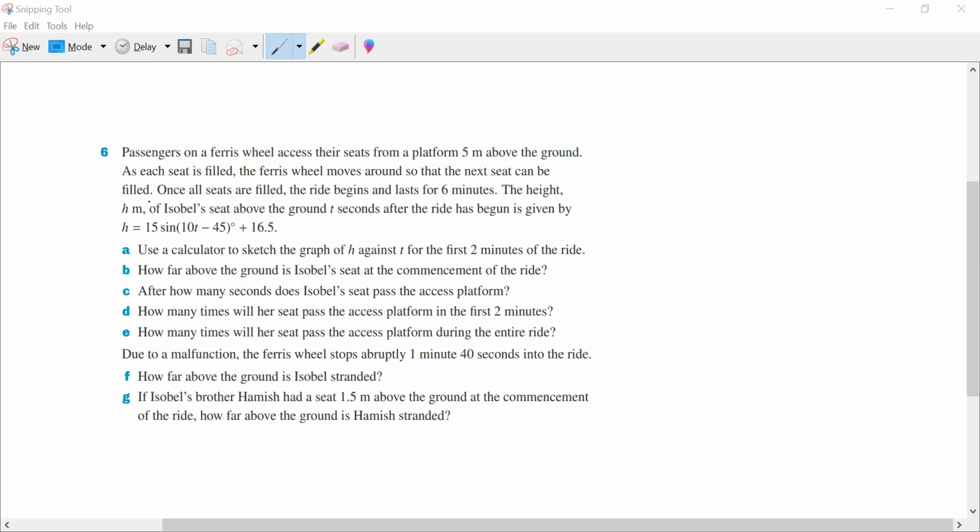So today we'll be going through the TI-Nspire CX II CAS calculator tutorial, and then we'll be going through the topic of circular functions. So let's get started.